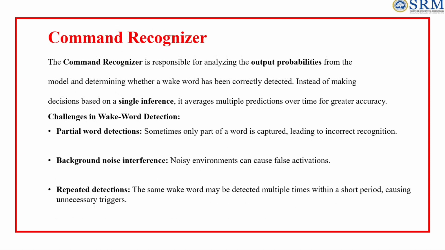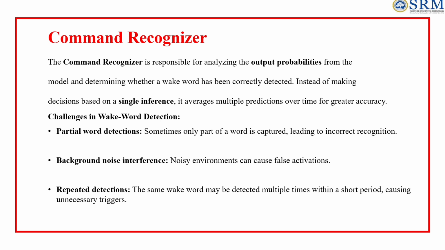Next, we will see the command recognizer. The command recognizer is the part of the system that takes the raw probability scores from the model and decides whether the wake word has truly been spoken. Instead of relying on a single inference, it averages predictions across multiple time steps. This smoothing technique increases accuracy and avoids reacting to random spikes in the output.